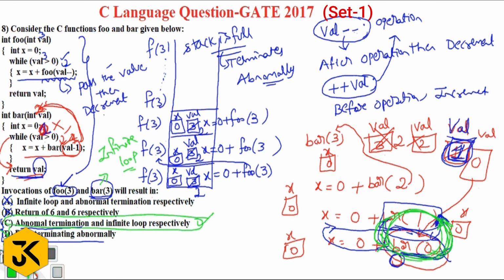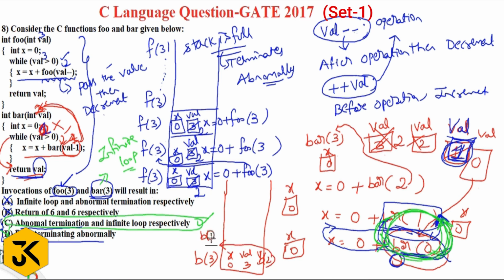See guys, if you are getting confused here, I will represent it in a different format. I have represented it in the form of a stack so that it will be clear for you. Now bar of 3 will call, x value will be 0, value will be 3 only, but it is going to call bar of 2, that is 3 minus 1, right? So bar of 2. Now x value will be 0, value will be 2. Now it is going to call bar of 1. Now bar of 1 is going to call, x value will be 0, value will be 1. It is going to call bar of 0.